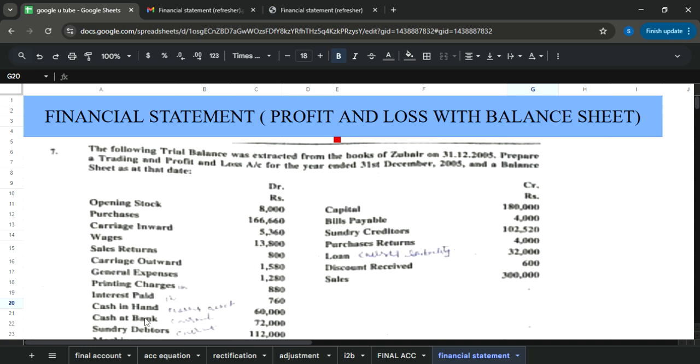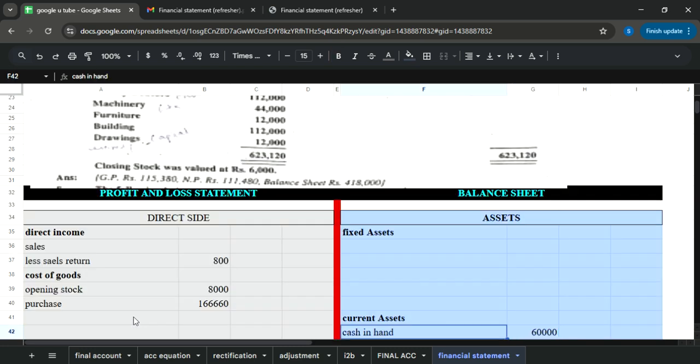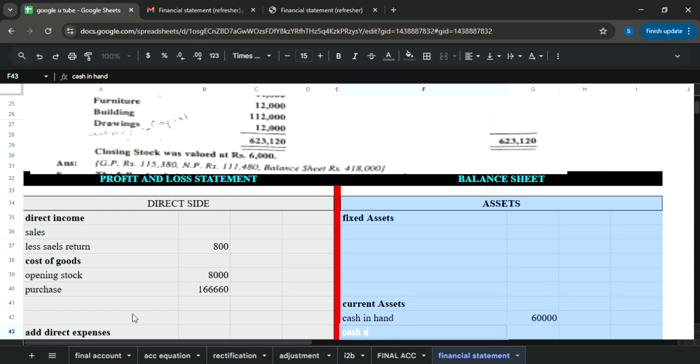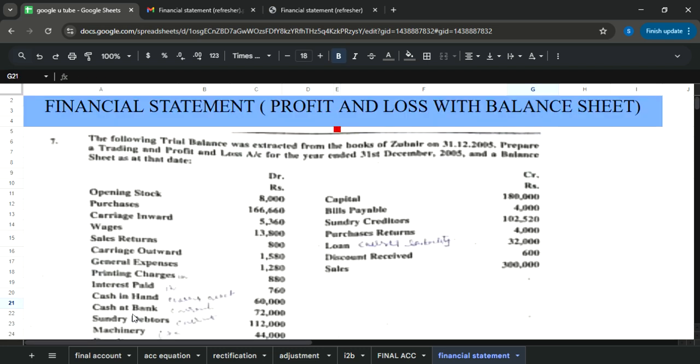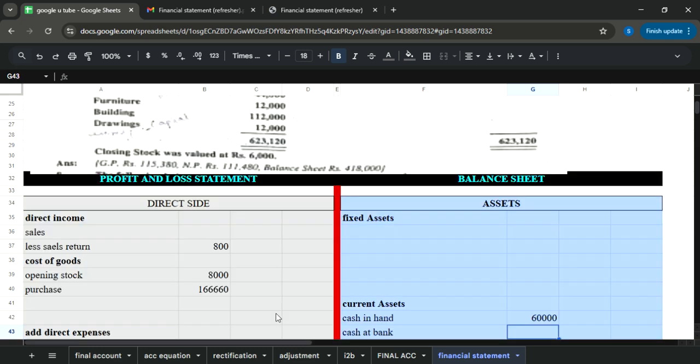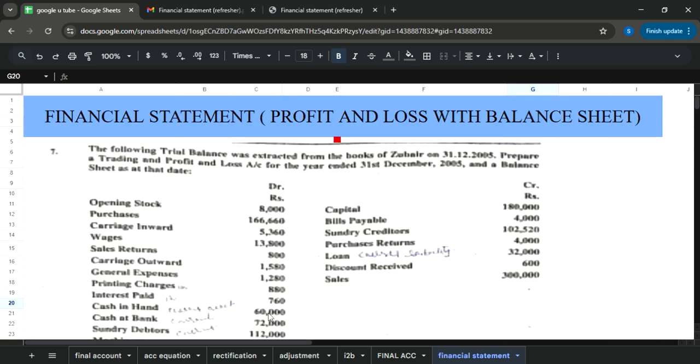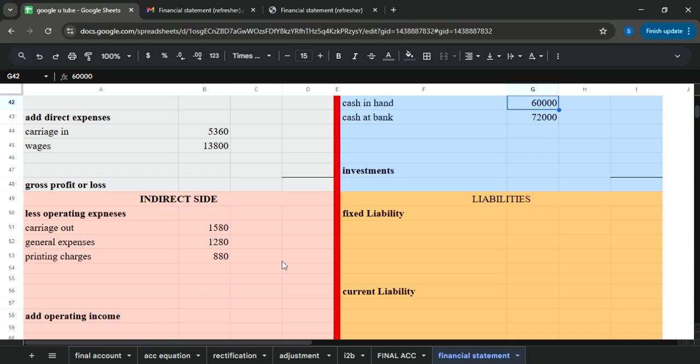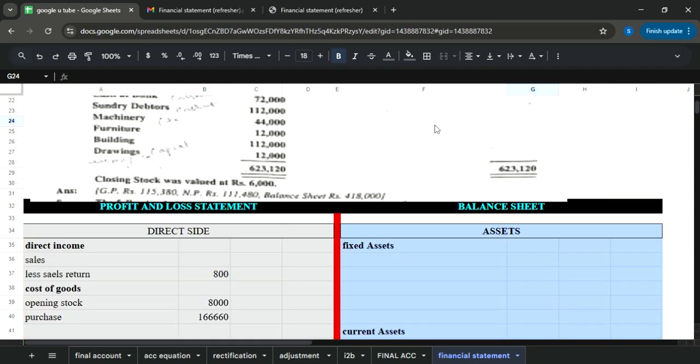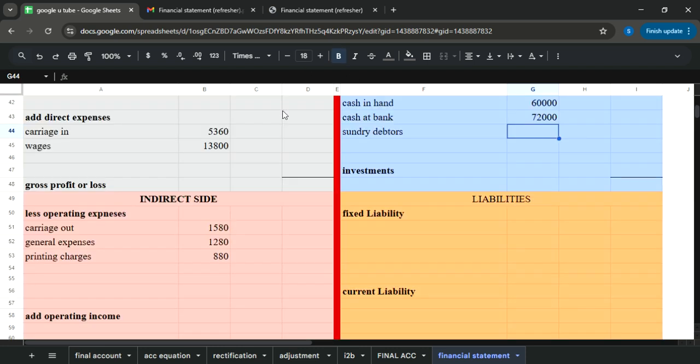After cash in hand, we have cash at bank. Again, part of your current assets. Cash at bank, the amount of which is 72,000. Put 72,000 in front of cash at bank. Now we have sundry debtors. Again, it is part of current assets. So sundry debtors, the amount of which is 112,000.